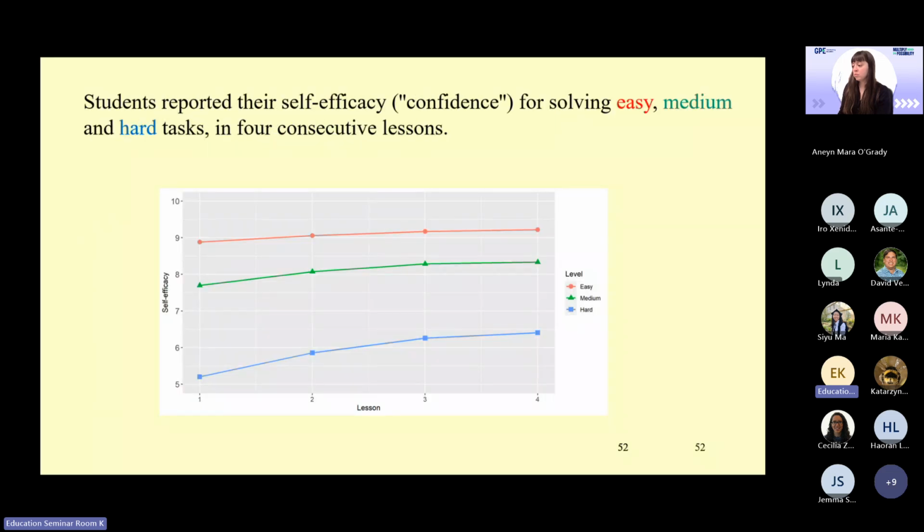But long story short, we see that on average, students thought that they were quite efficacious for easy tasks, and for medium tasks, kind of an upward trend. And for hard tasks, there was an even stronger upward trend. So suggesting that the harder the task is, the more room there is for feeling successful in learning this task.